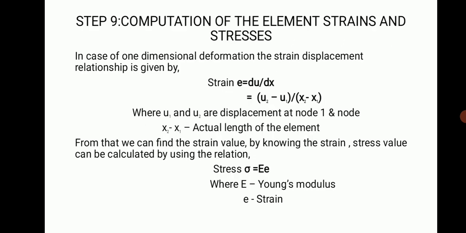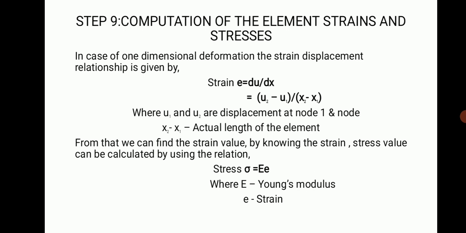Step 9 is computation of the element strains and stresses. In structural stress analysis problems, stress and strain are important factors. From the solution of displacement vector U, stress and strain values can be calculated. In case of one-dimensional deformation, the strain displacement relationship is given by e is equal to du by dx. That is, du means u2 minus u1 and dx means x2 minus x1, where u1 and u2 are the displacements at node 1 and node 2, and x2 minus x1 is the actual length of the element. From that we can find the strain value.